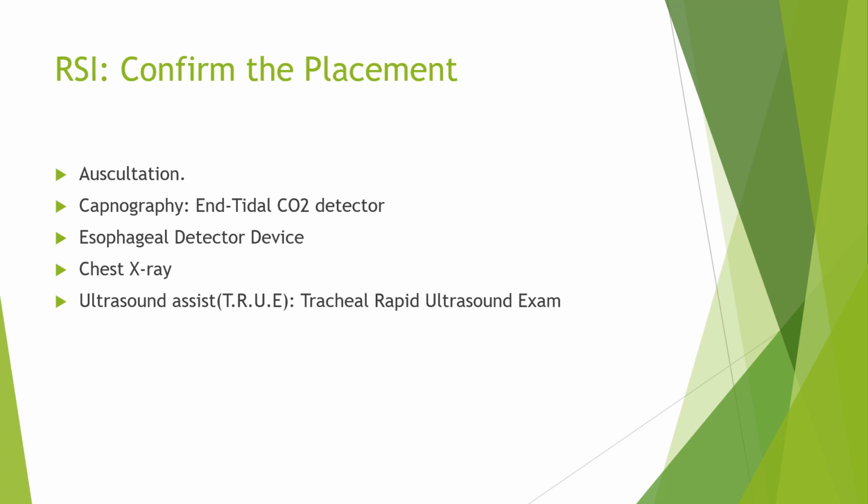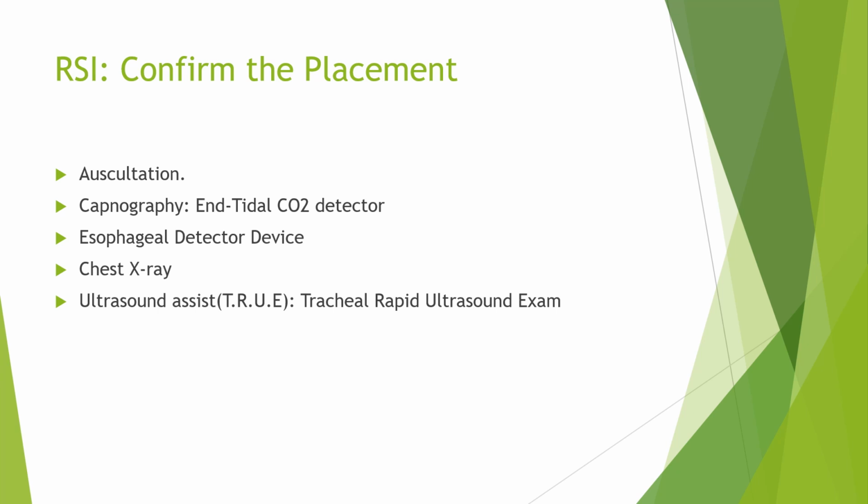Okay, we have 5 ways to confirm the placement, and we should use at least 2 methods to confirm it. The first way to confirm the placement will be auscultation. We should auscultate 5 places: bilateral apex, bilateral lower lung field, and the stomach area to confirm it's not esophageal intubation. Secondly, we can use the capnography. It will measure the end-tidal CO2.